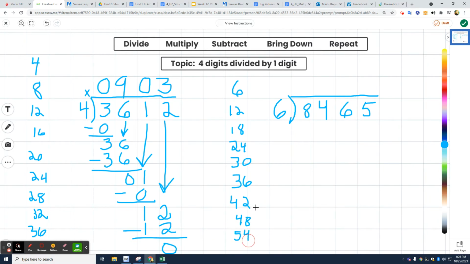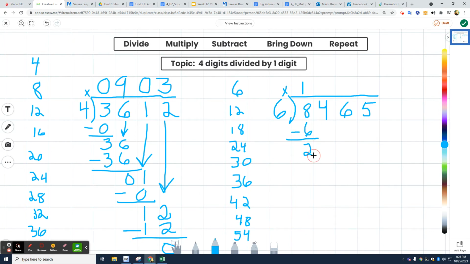Now, I have not one single 5 in my ones when I wrote these down, so I know I'm going to have a remainder because this number ends in a 5. So let's get started. How many 6's are in 8? That's our first step, divide. 1 6 in 8. So I write my 1 down, I multiply. 1 times 6 is 6, and I subtract.